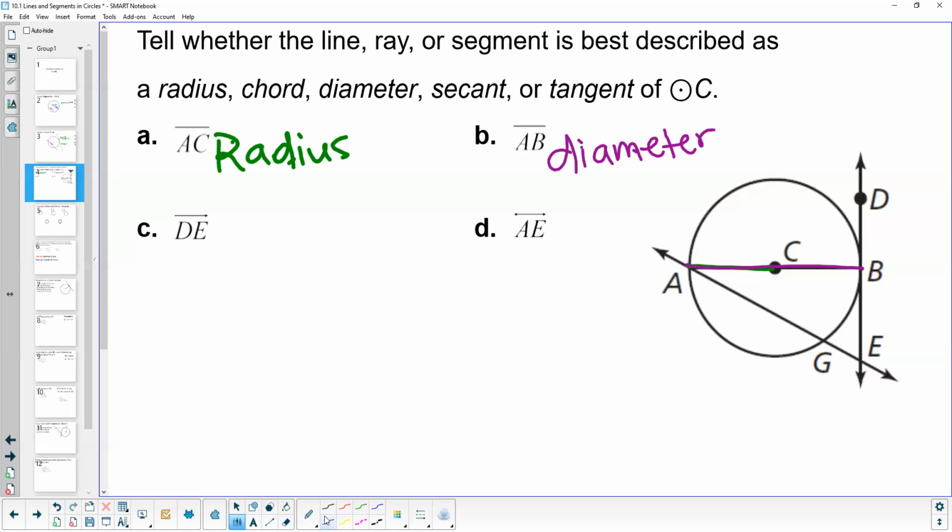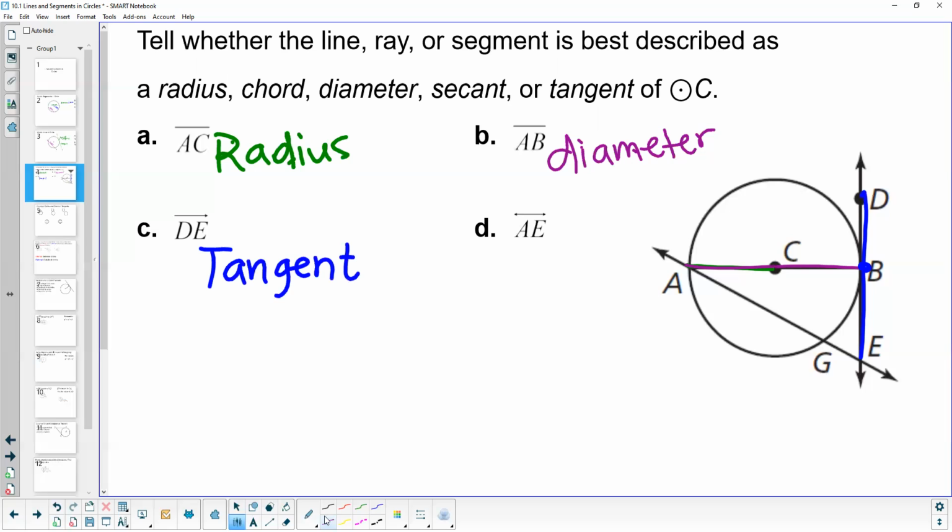Next, we have the ray DE. We're looking at this right here. It's highlighted in blue there. That line DE, notice how it only touches our circle once at that point B. So B would be our point of tangency, and DE, if it goes through that point, is our tangent line.